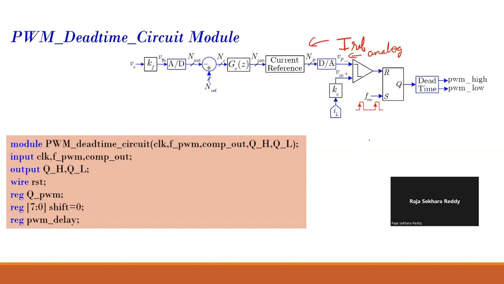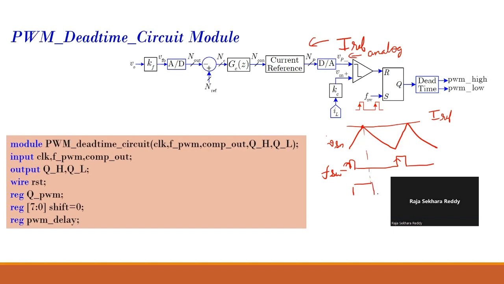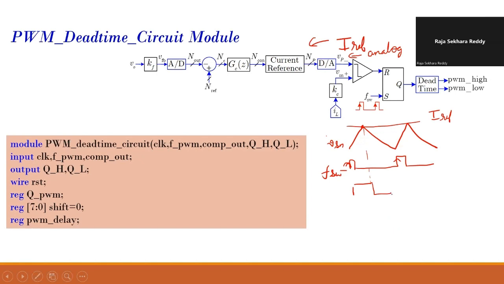Then it will be compared with the inductor current. So how it actually works is, this is my switching pulse, FSW. And over here, this is my IREF. This is my Vsense signal. Once it reaches over here, my Q signal will go to 0. It goes higher and it goes lower. This is my Q signal.